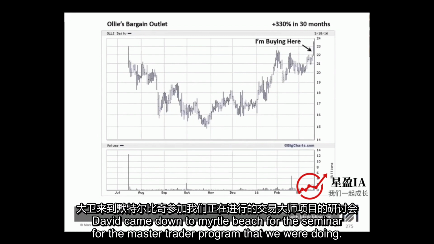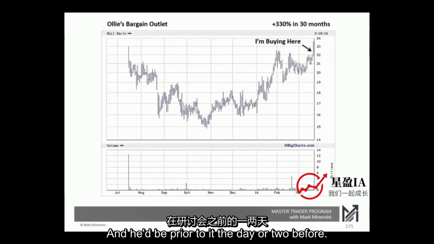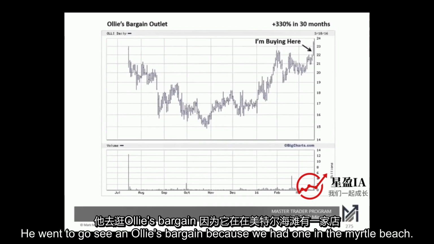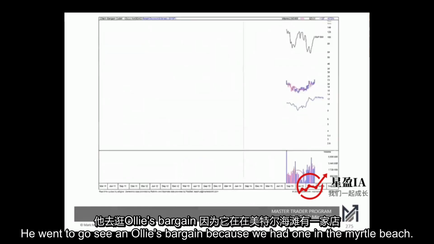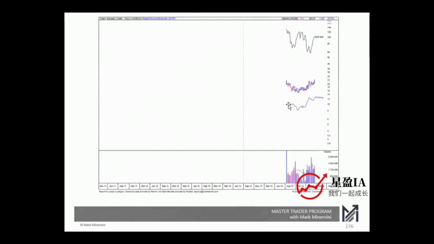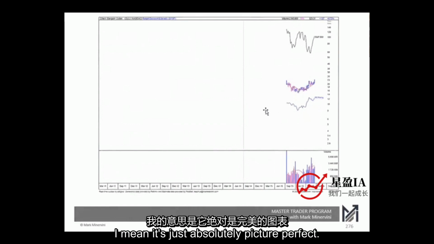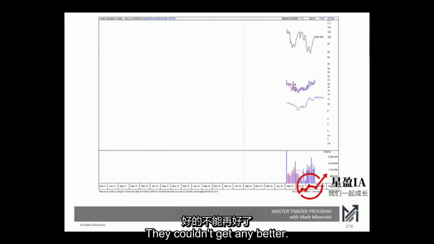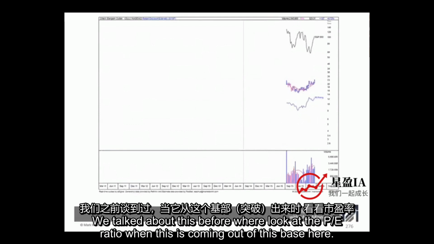As a matter of fact, Dave came down to Myrtle Beach for the seminar for the Master Trader program that we were doing. And prior to it, the day or two before, he went to go see an Ollie's Bargain because we had one in Myrtle Beach. Here's the weekly. Look at what a beautiful weekly. I mean, it's just absolutely picture perfect. It couldn't get any better. Just perfect, comes out of here just right.